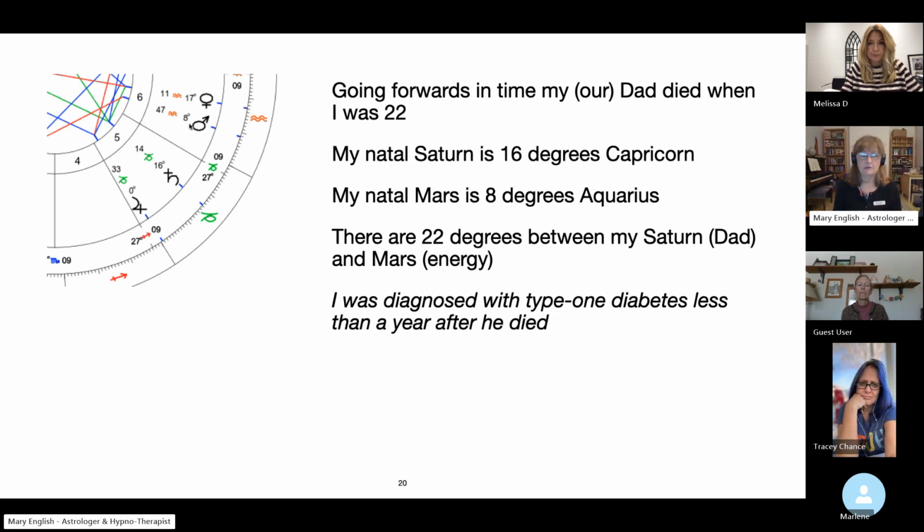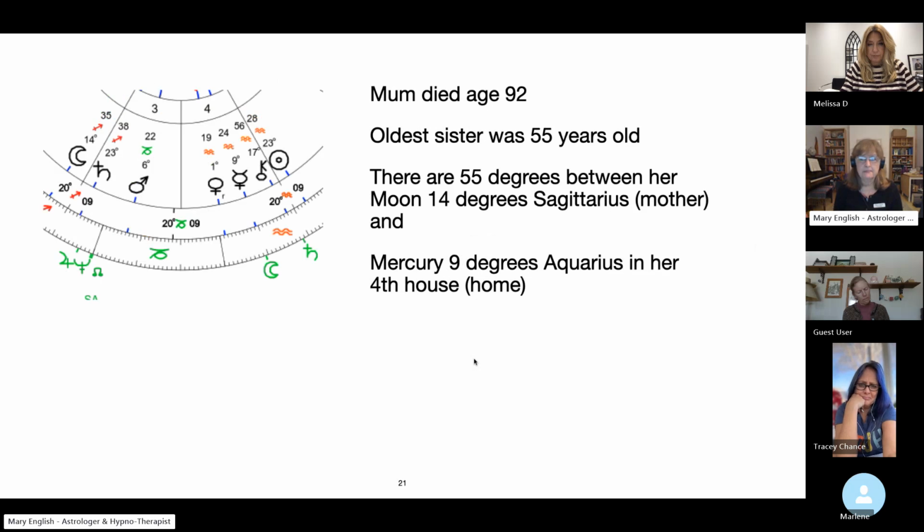And as I say, my Mars is in my 6th house of health. So Saturn, progressing by using the solar arc method, conjuncted my natal Mars. And it's a fact, I was diagnosed with type 1 diabetes the following year, so less than a year.